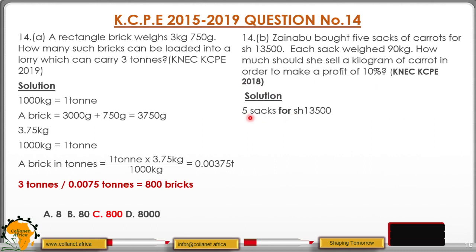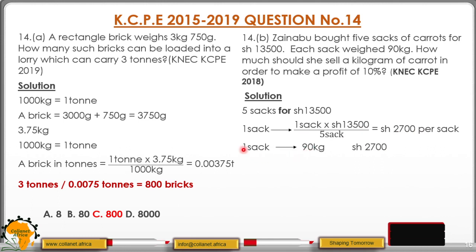Solution: so 5 sacks for 13,500, meaning 1 sack was going for 2,700. That's how it is done. So 5 sacks for 13,500. So what about 1 sack? You say 1 sack times this one, and then you divide by this one, you cross multiply. So 1 sack multiplied by 13,500 divided by 5, you get 2,700. So each sack was bought at 2,700.